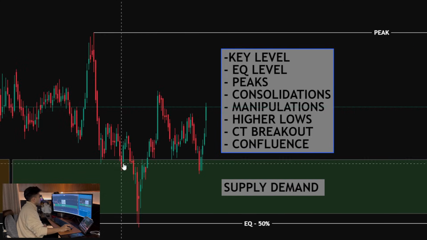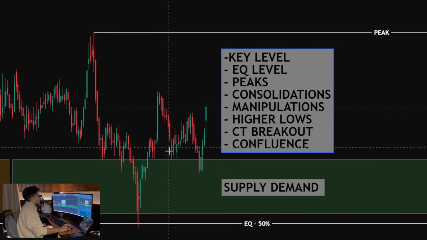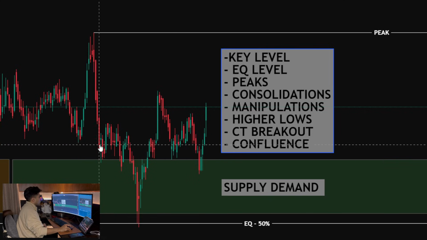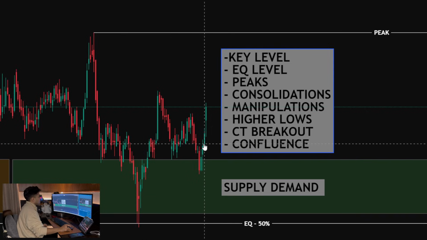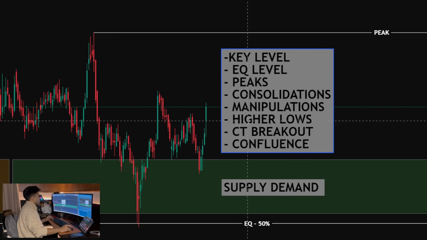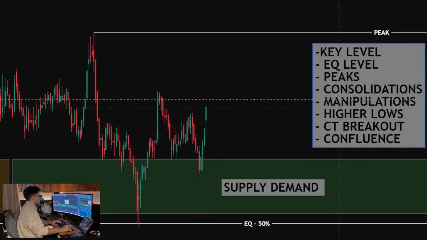Now the market's in consolidation or not? Yeah, it comes back inside, consolidating. There is no trend here, created a downtrend, then created an uptrend, sideways. So it's in a sideways consolidation form. After the peak has been created, higher chances of consolidations and manipulations in the market. So the second thing is manipulations, and then we'll see higher lows, counter trend line breakout, and confluence.